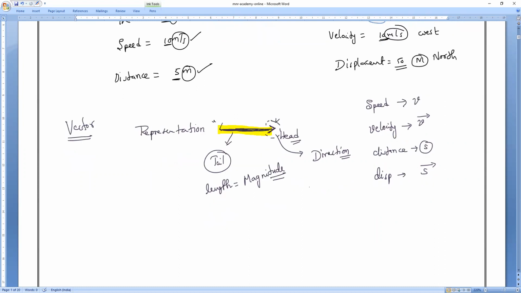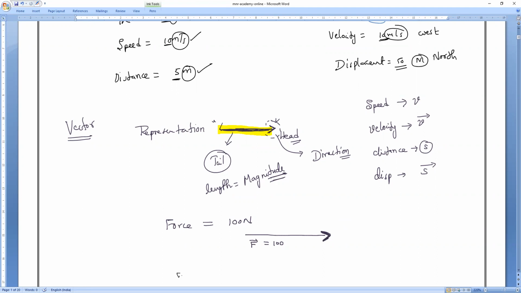Now, for example, let me take force. If I say the force I have applied is 100 newtons, it is acting in a certain direction, and the length of this tail is equal to 100. Understand? That is the magnitude. And this arrow, the head, is indicating the direction. So I am applying a 100 newton force in this direction. That is the meaning of it.